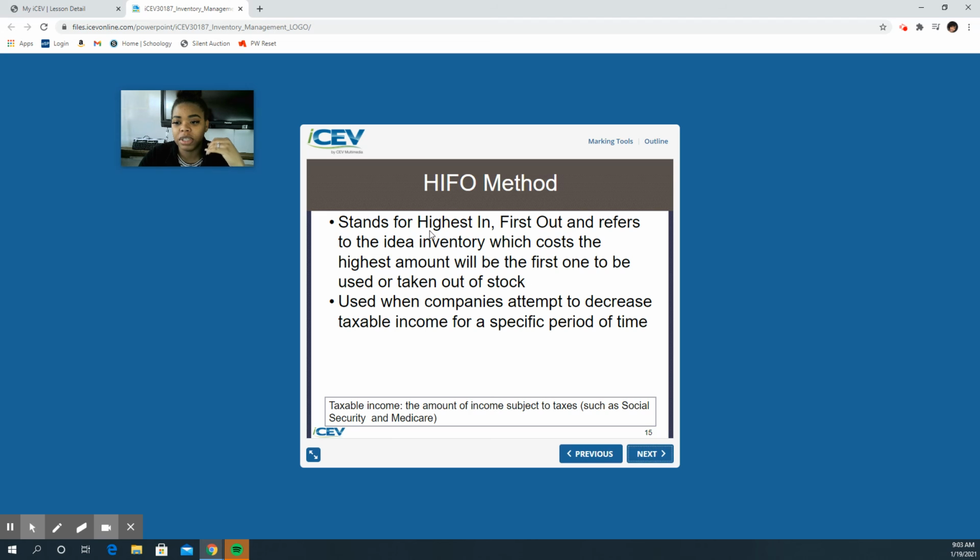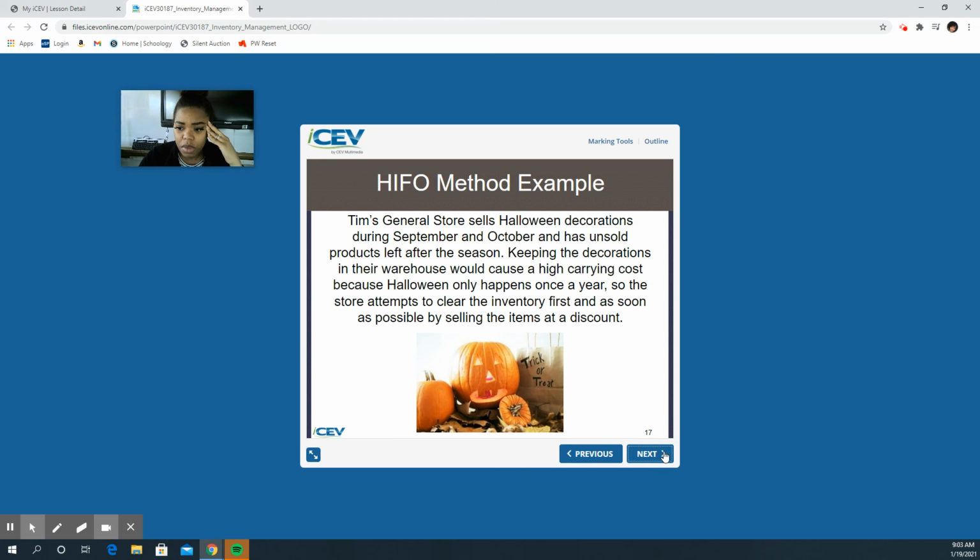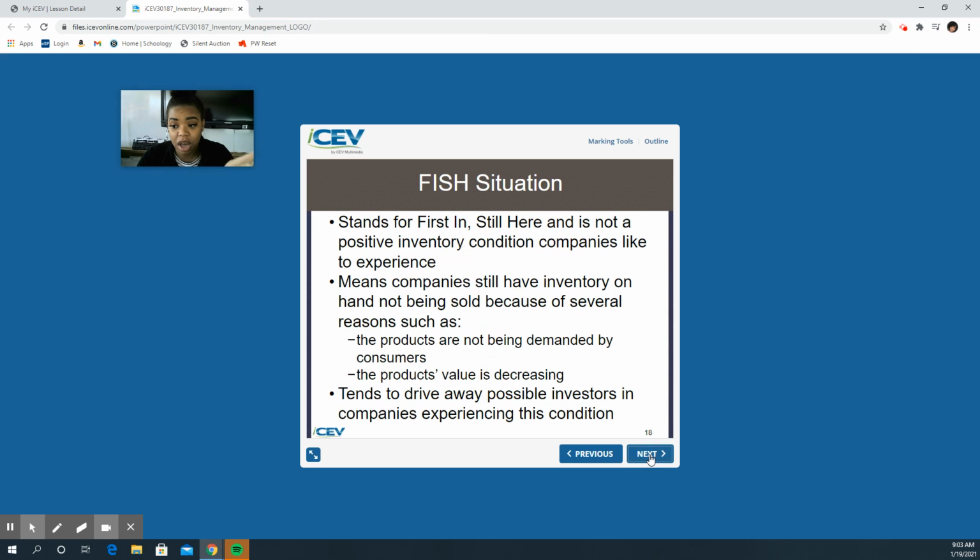Highest in, first out refers to the idea that inventory that costs the highest amount would be the first one to be used or taken out of stock, because you want expensive stuff out of there. Okay, especially if it costs a lot of money to keep it in. For example, Christmas decorations, stuff that's super high in price, you start to discount it when Christmas is no longer there, because you want to get it out of there, right? Because it costs a lot of money for businesses to hold on to stuff.